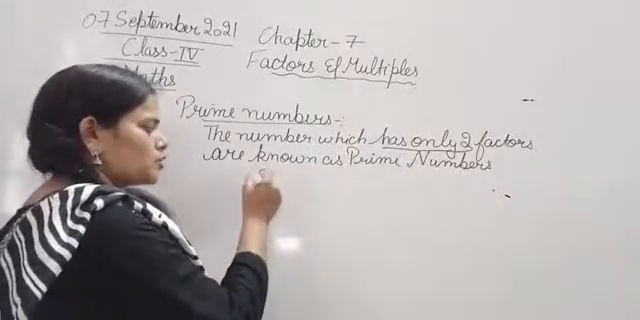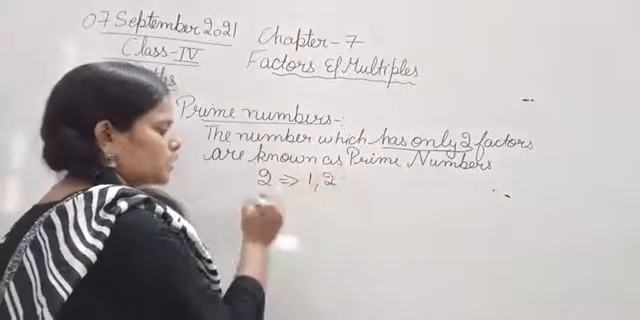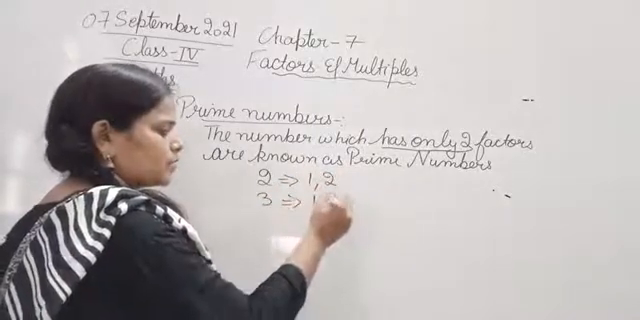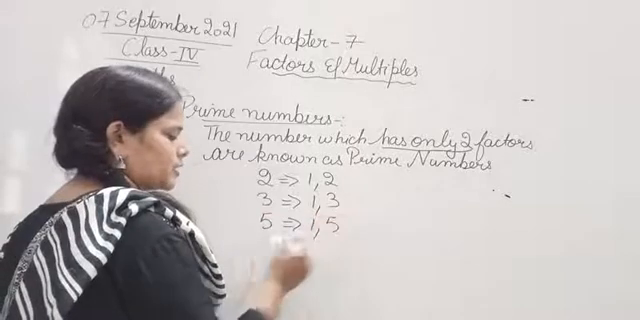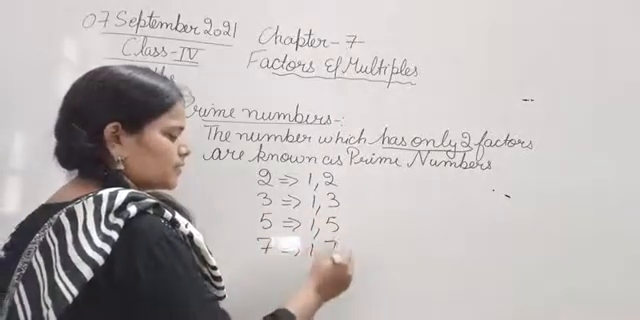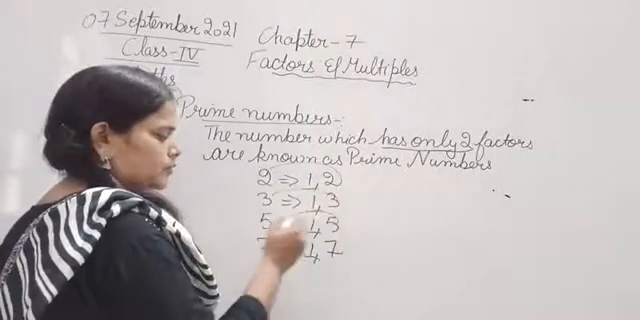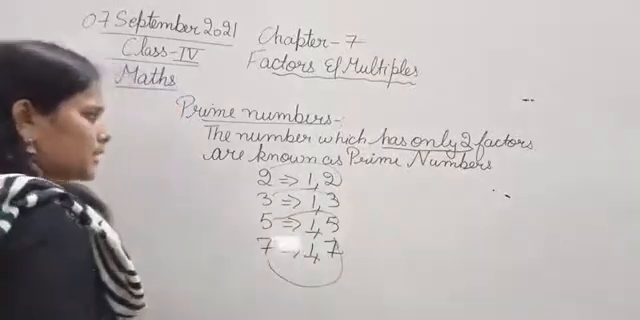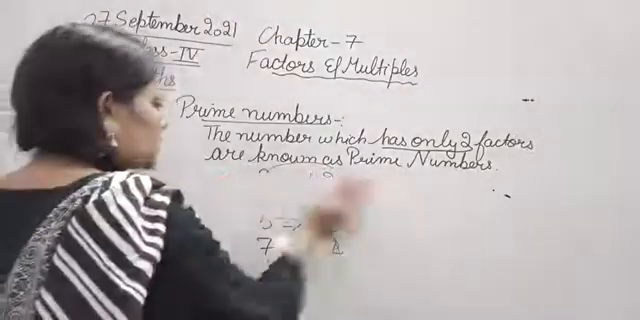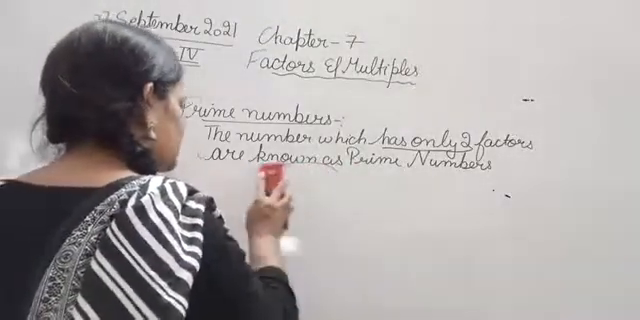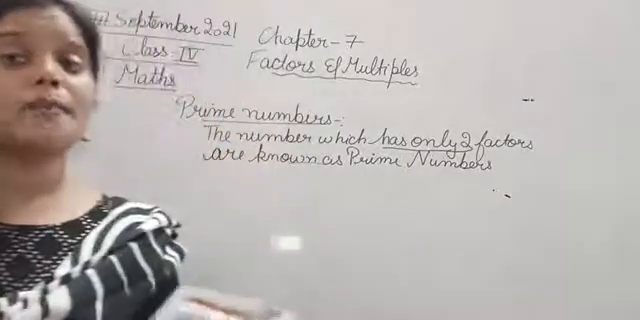Next, if you talk about 2, it has only 2 factors, that is 1 and 2. 3 also has only 2 factors, 1 and 3. Then 5 has only 2 factors, that is 1 and 5. 7 has 2 factors, 1 and 7. 1 is common in all, and the number itself. So that means the numbers which have only two factors are known as prime numbers. The first is the number 1 and the second is the number itself. Clear? Next is composite numbers.